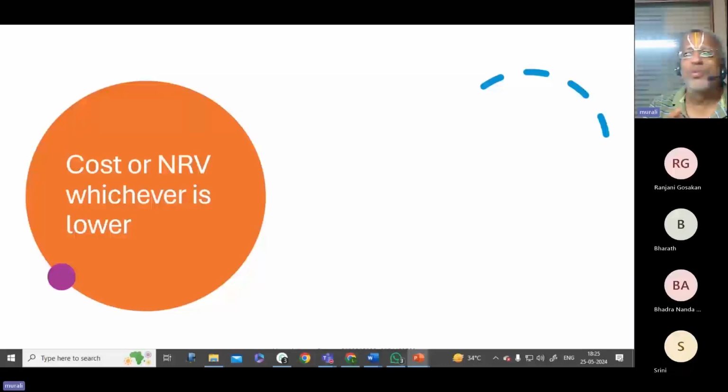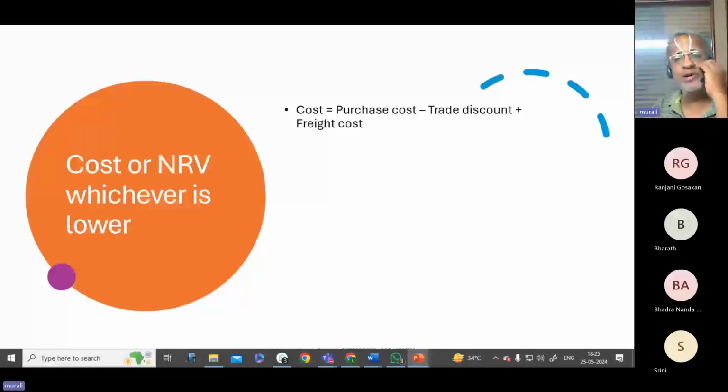So therefore, whatever we have learned in higher secondary is of no waste. We will have full utility of that, but let us just know about what is cost or NRV, whichever is lower. What do you mean by cost? Cost would mean the purchase cost, the money that you pay to the vendor minus the trade discount.